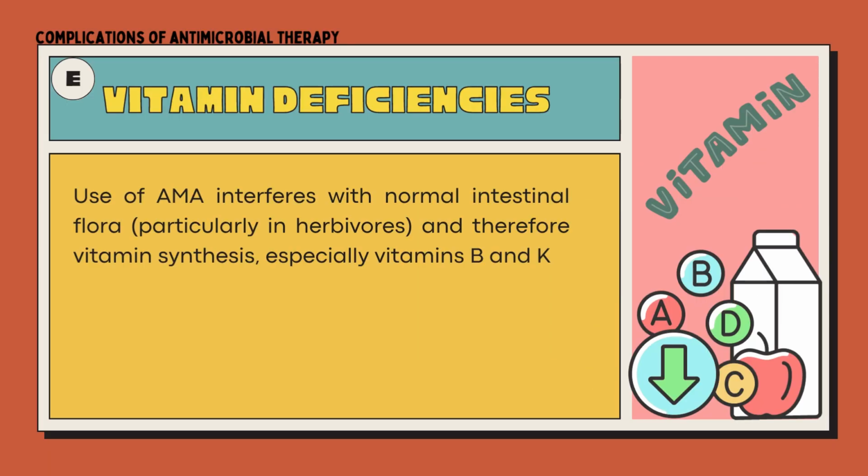Lastly, in vitamin deficiencies, vitamins B and K are synthesized in the GI tract of man and animals. Use of antimicrobial agents interferes with normal intestinal flora, particularly in herbivores, and therefore vitamin synthesis, which thereon may result in vitamin deficiency in man and animals.